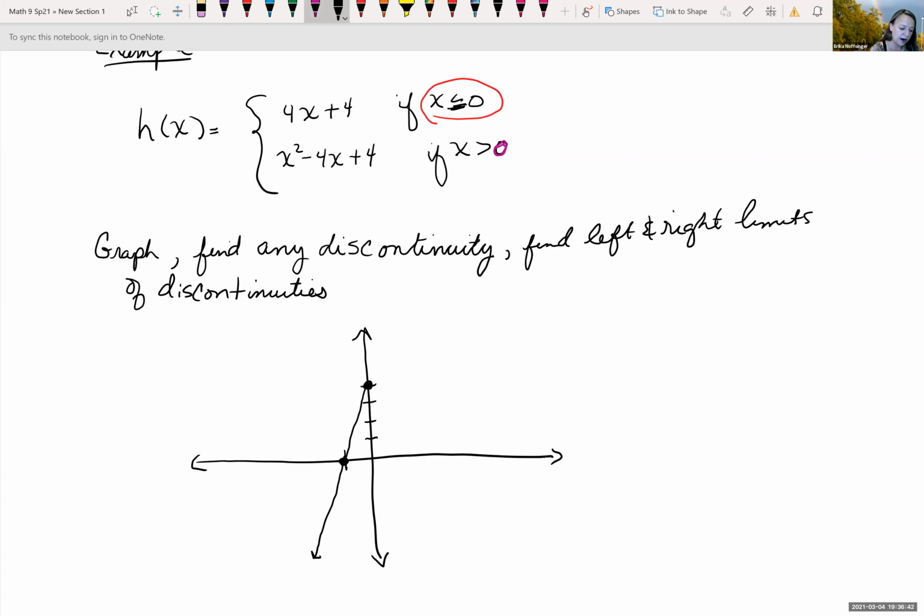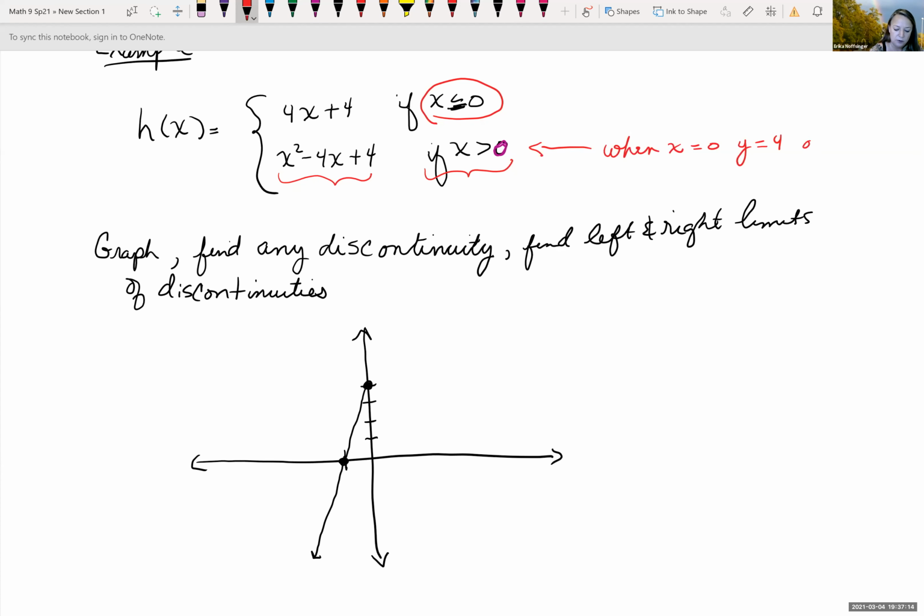So now I'm going to graph the other equation. Looking at it, I can see that it's a quadratic. And I want to see what's happening at x equals 0, even though that's not part of the domain. If I plug in 0 for x, I get 0 squared minus 4 times 0, still 0, plus 4 is 4. So when x is 0, y is equal to 4.